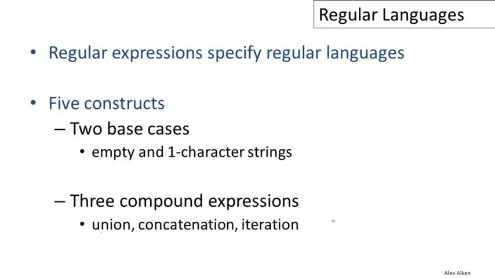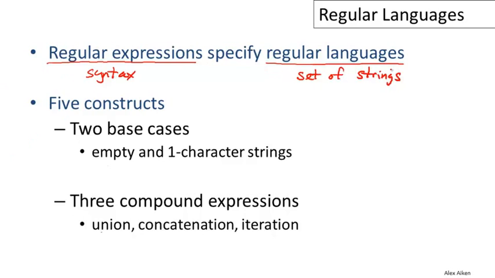Well, we've come to the end of this video, and to summarize, we looked at regular expressions, which are used to define regular languages. And the regular expressions are syntax. That's the expression that we write down, and it denotes a set of strings, which is the regular language. And that's the meaning of the regular expression. And there are 5 kinds of regular expressions in the standard definition. There's an expression for the empty string, and that's denoted by epsilon. And then we have all the one-character strings. And then there are 3 compound expressions, ways of building new regular expressions from other regular expressions. And these are union, concatenation, and iteration.